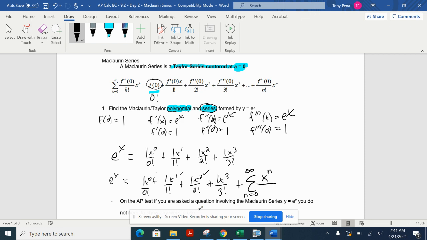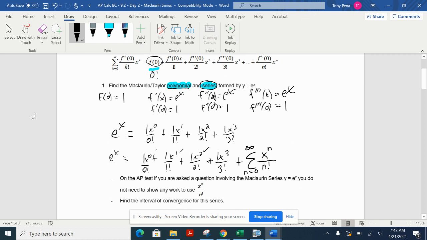And then in your denominator, notice how when n is 0, you get a 0 factorial. Your next n would have been a 1 factorial. The next n is a 2 factorial. So what we really end up with down there is whatever your n is, as a factorial.